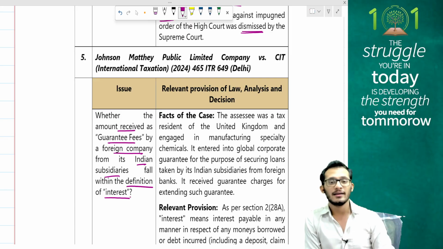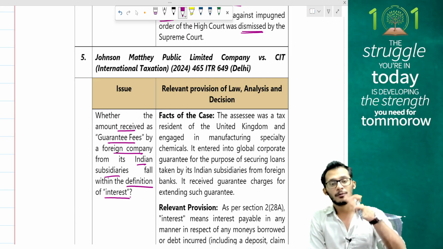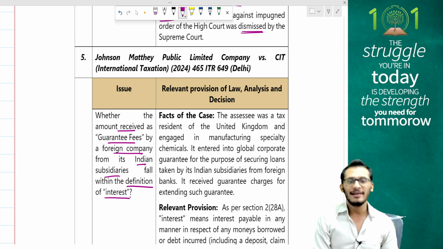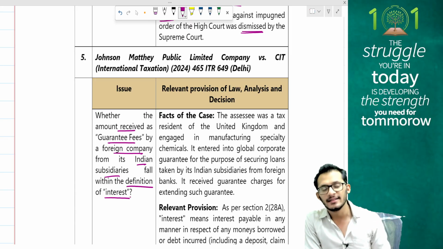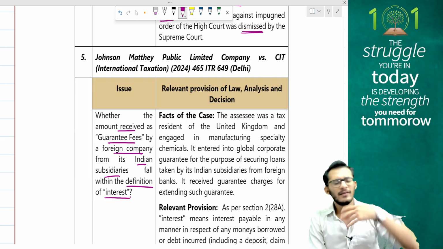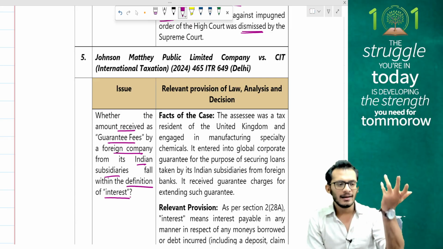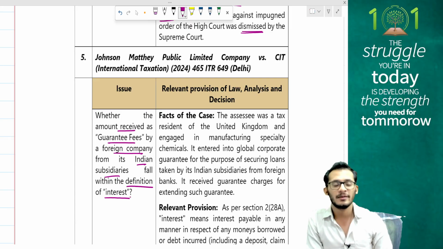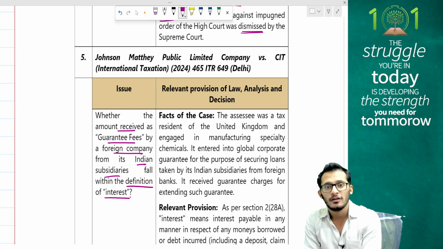Whether you call guarantee commission interest or not matters, because in most of the DTAAs, interest can be treated as a taxable component in India. But when it is guarantee fees, it will go as other income. Most assessees come and say the guarantee income becomes other income and therefore will be taxable in the other respective country, not in my country, and therefore TDS obligations are not there. On the contrary, assessing officers always want to take the position that it becomes taxable in India so that they can collect more withholding taxes in India, and this is a case law on those lines.